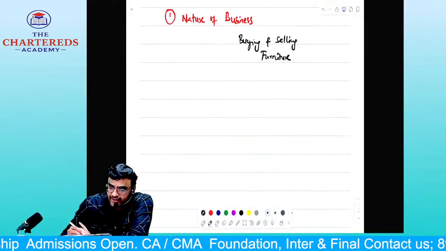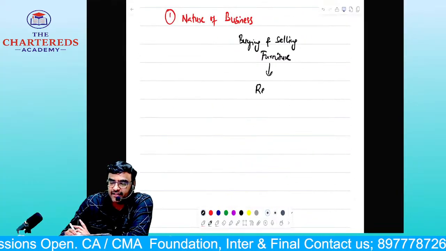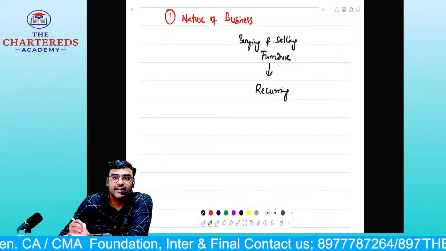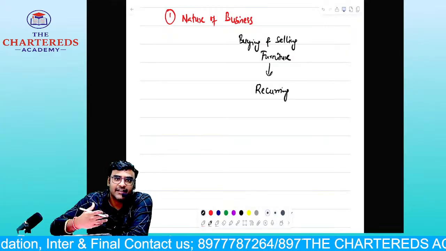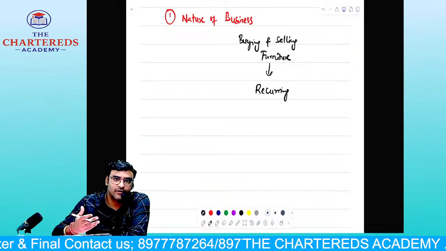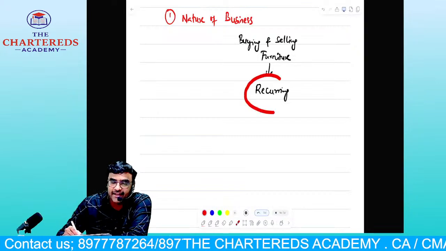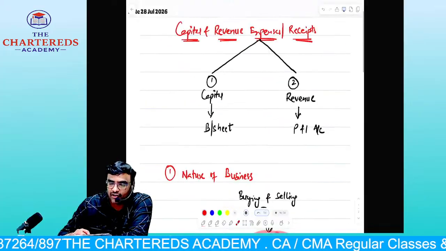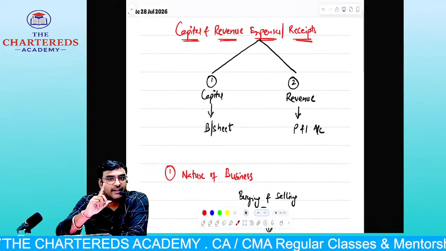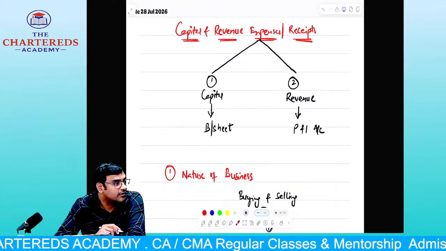Is it recurring in nature or not recurring in nature? It is incurred again and again. All such expenses which are recurring in nature are called which expenses? Revenue. I think all clear.